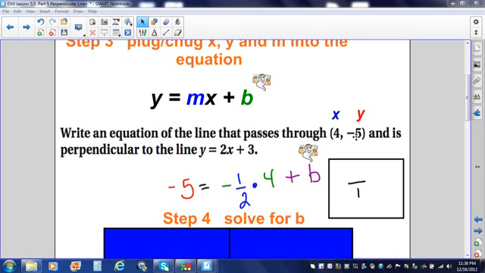I'm going to plug in -5 for my ordered pair for y. I'm going to plug in my perpendicular slope, which was -1/2. I'm going to plug in 4 for x. Then I'm going to solve for b.